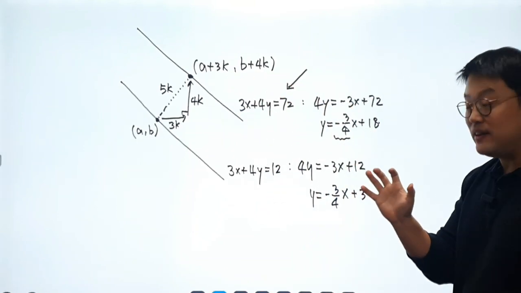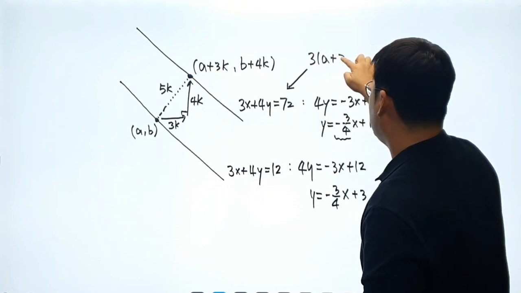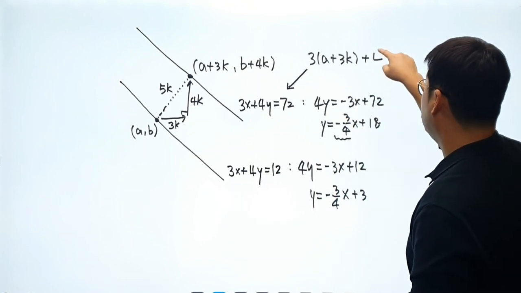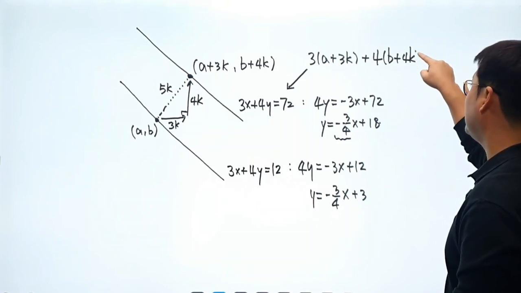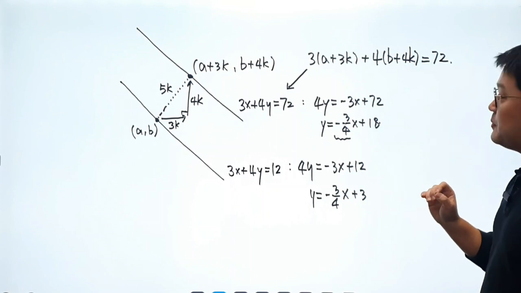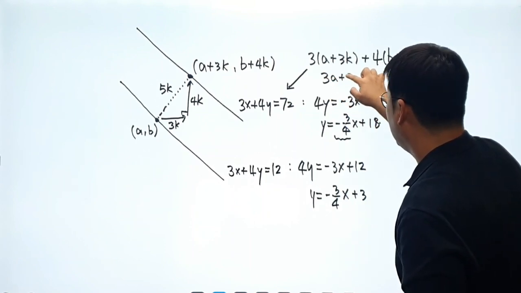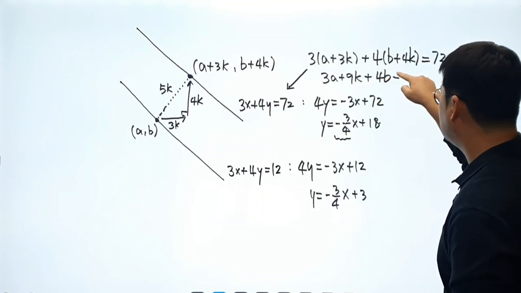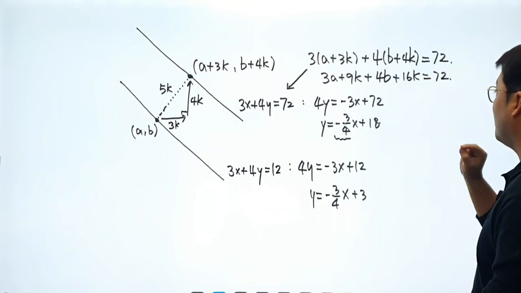All right, so let's try to do it that way. 3 times (a + 3k), and I get 4 times (b + 4k). Well, what is this? This is going to be 72, guys. That's going to be 72. All right, so what do you know about 3a + 9k? I have no idea what that is. But 4b + 16k, well, that's going to be 72 for sure.